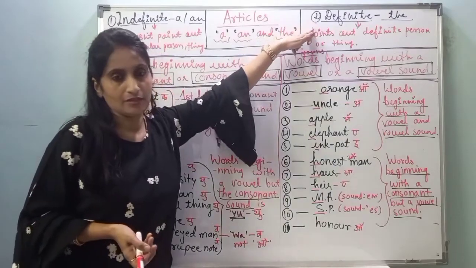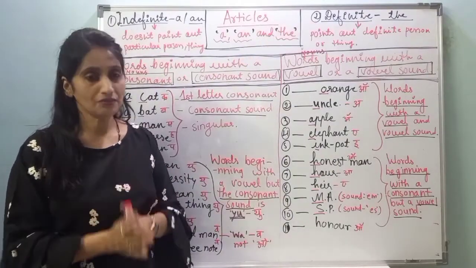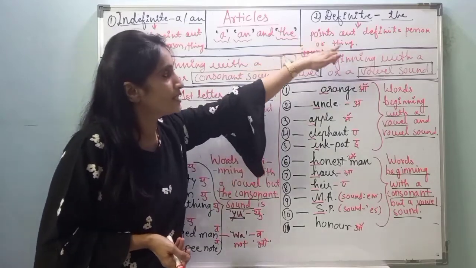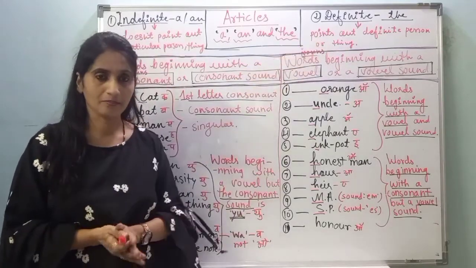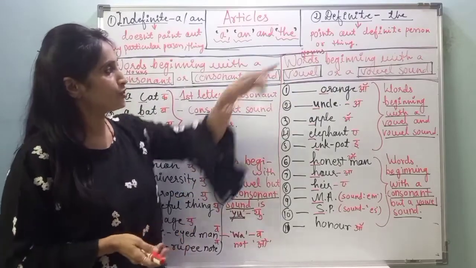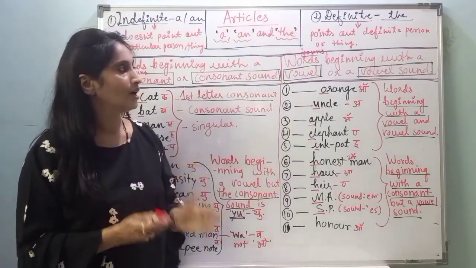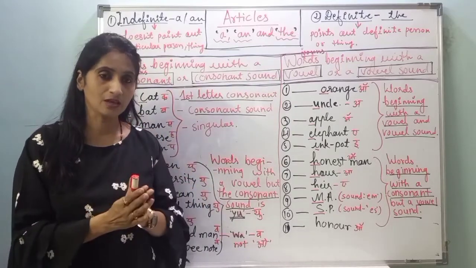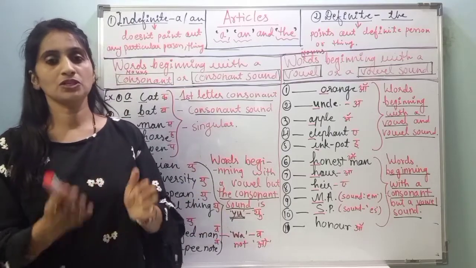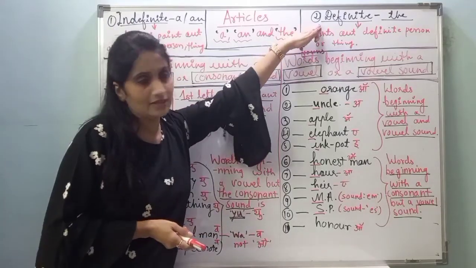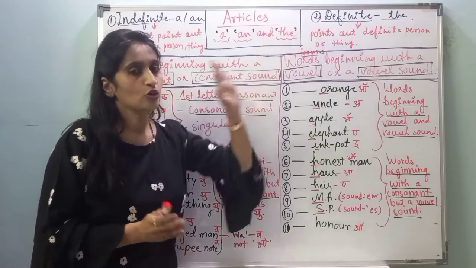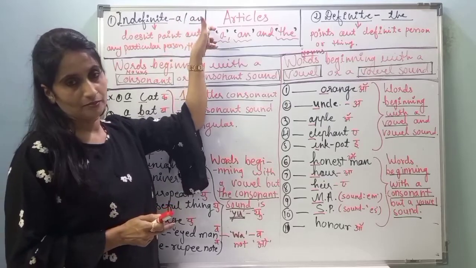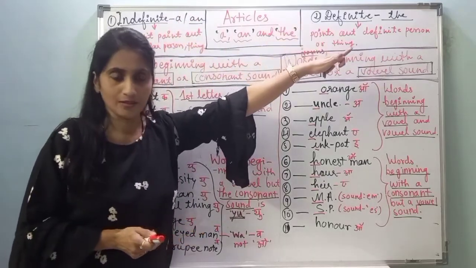Now, definite article. The is called the definite article. Why? Because it points out a definite person or thing. Means what is the definition of definite article? The article which points out a definite person or thing, or a specific person or thing, is called the definite article. Okay, so is this clear to you? Indefinite article, a or an, and definite article, the.